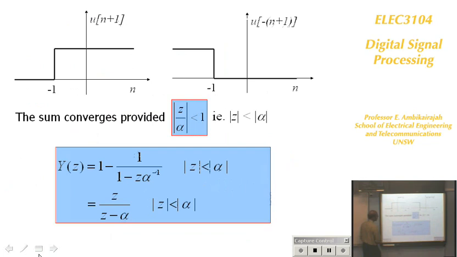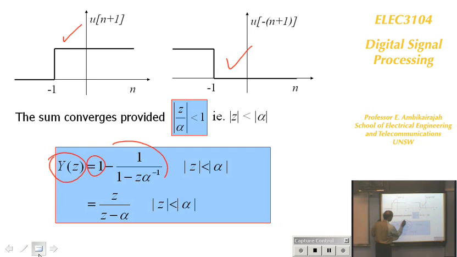So here's the diagram, the one I drew. u of n plus 1 and minus u of minus n plus 1. And if you work out the z-transform, why is that equal to 1 minus 1 over here? Okay. That's the z-transform of that particular signal. It's an example where people will come across this sort of sequence and sometimes wonder what's the value. And sometimes the table doesn't give you immediately. In this case, you have to evaluate.